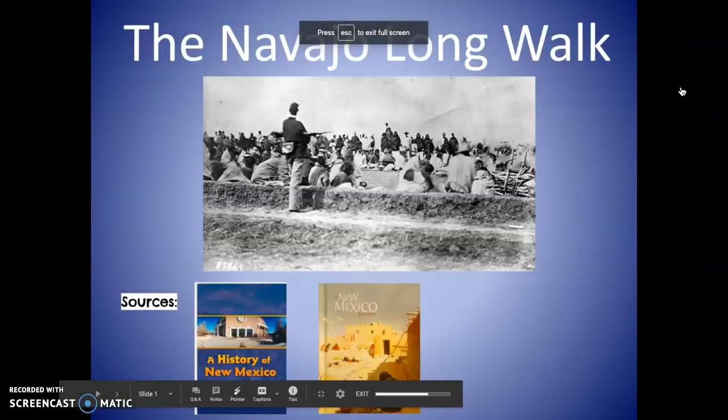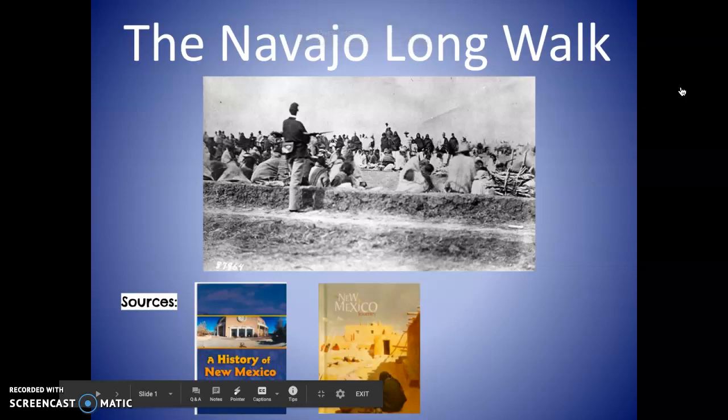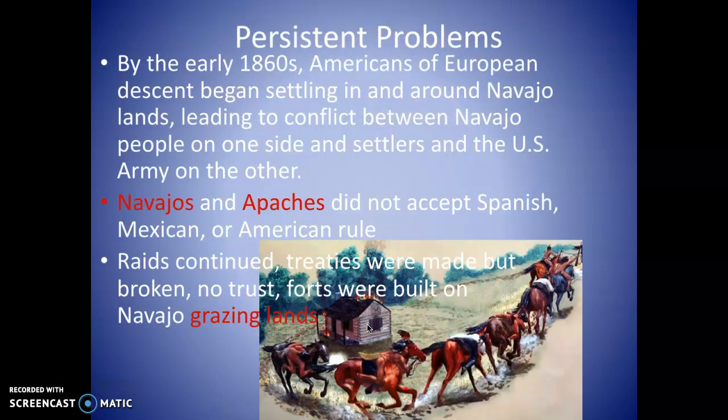I'm going to present to you the Navajo Long Walk today. This presentation is from A History of New Mexico and the New Mexico Journey, which are two of the textbooks we use in our class. So the time period we're looking at is around the 1860s.